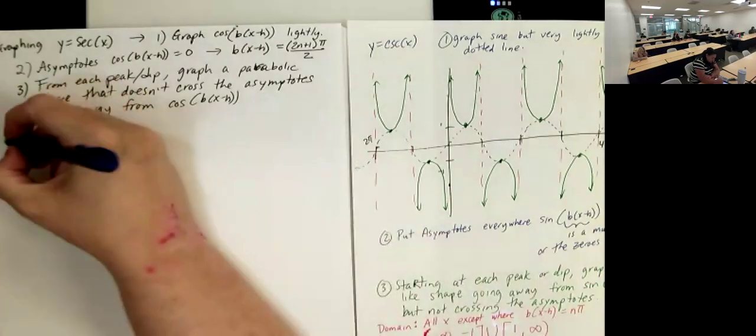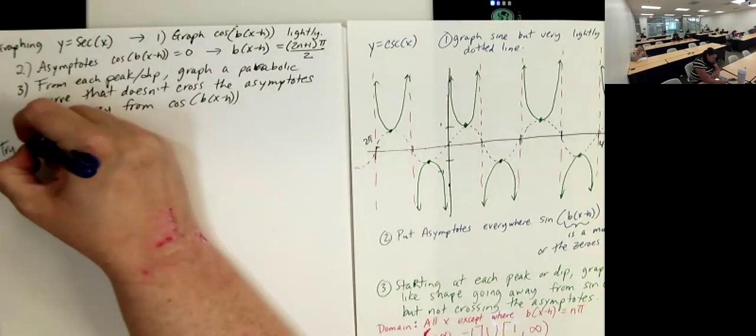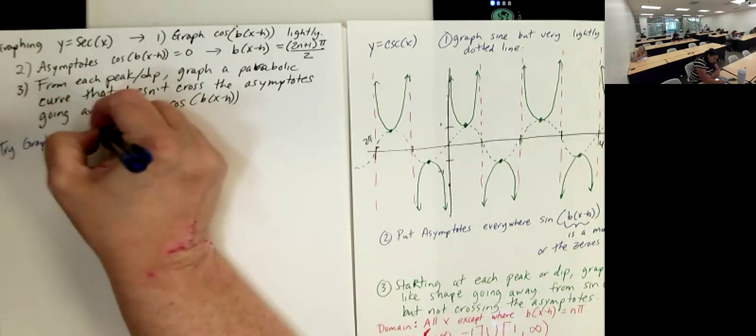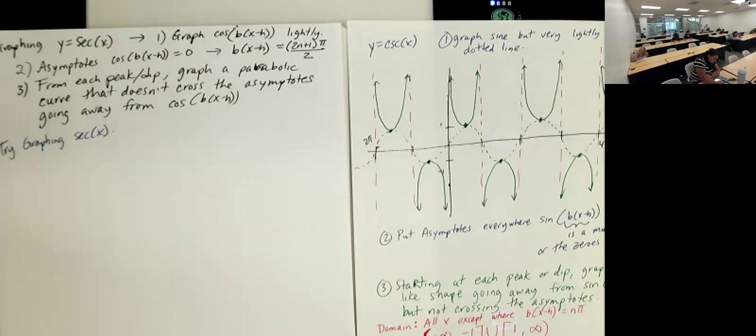So give it a try. Try graphing secant x. We just did sin x, or cosecant x, so you have a template or a guideline to try to do. Give it a try and then we'll do it together in like 5 minutes.